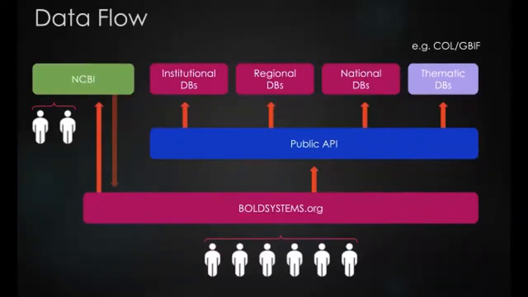The data flow of the system is straightforward. What we end up doing is researchers push data into the system, work with it, validate it, and once it's complete as a validated data set, it gets pushed out. Gets pushed out through public APIs as well as to repositories. Now, users don't have to use BOLD to generate this kind of data.